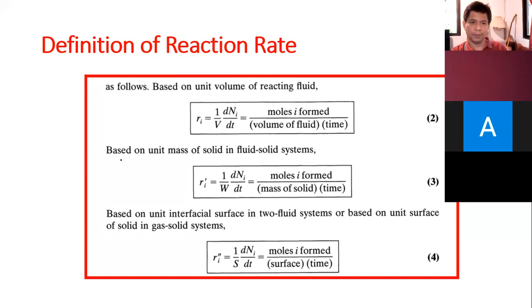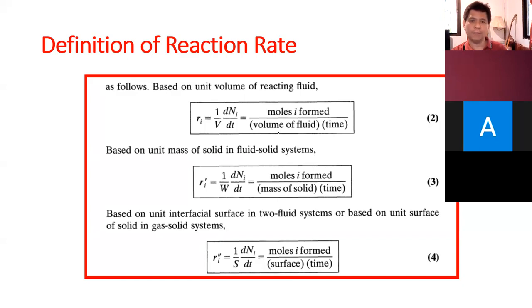Now, tapos second one is based on unit mass of solid in fluid liquid system. So pwedeng per mass of catalyst, yung solid na nire-repair dito. Pwede rin per unit of reactant. Pero usually itong mass of solid dito is yung mass ng catalyst. As you can imagine, yung volume of fluid dito, it also refers dun sa volume ng liquid or fluid sa reactor.